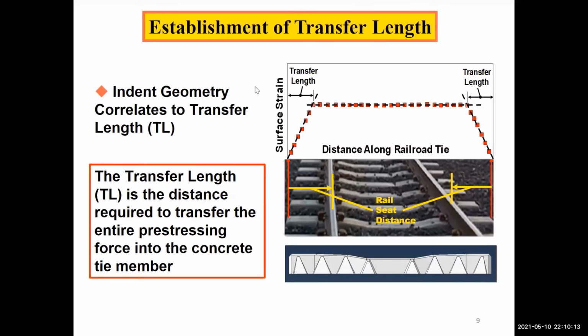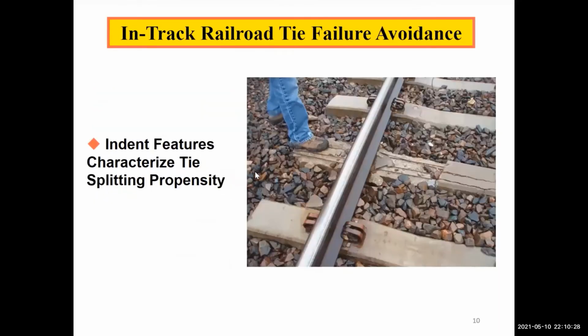One, indents influence the transfer length, the distance required to fully transfer the prestressing force, and that can be a major influence if that transfer length is less than the distance to the rail seat, because the load-bearing capability will be reduced. They also have a significant influence on splitting and splitting propensity, and we've identified a number of the features that characterize splitting regarding these indents.